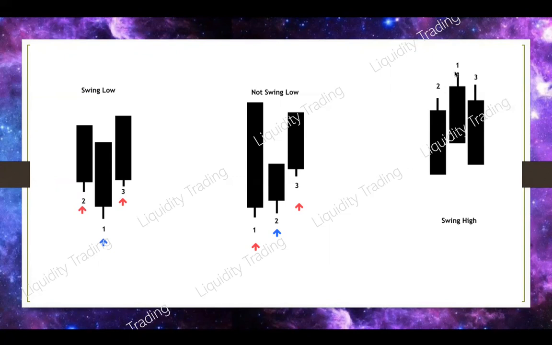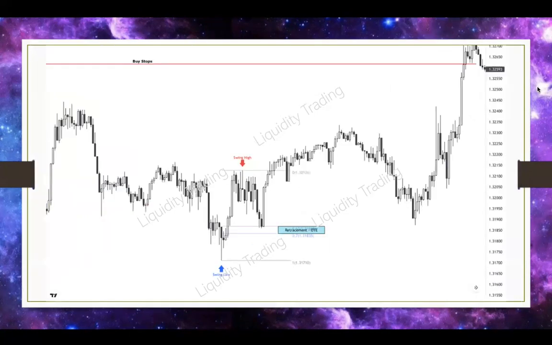Now the swing high will have two lower lows on both sides, and you will be pulling the fib the most simple way, swing low to the swing high in a bullish market. Now this is a perfect example of a fib retracement. We pull the fib from a swing low level to a swing high, and you see the market came back to the 62% level.